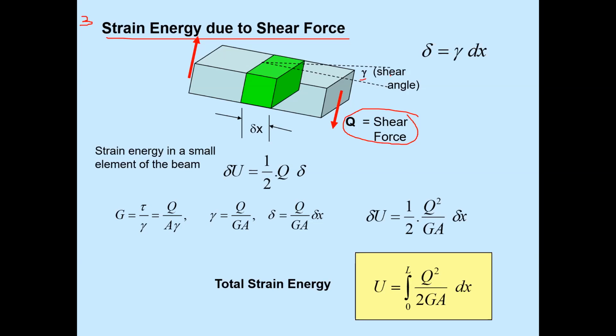Sorry, the shear deformation is given by gamma. That is also known as shear angle. So delta is equal to gamma into dx, from the angle equals arc upon radius formula. In the same way, strain energy in a small element of beam, delta U, is equal to half into shear force into the deflection delta.